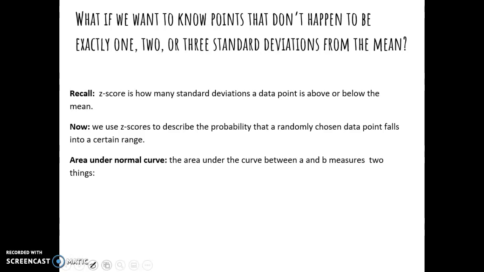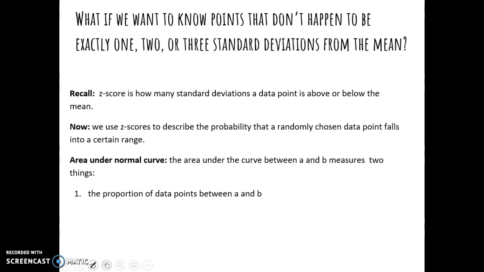You've seen the curve, we've looked at the curve. We're going to start talking about the area under the curve. It represents multiple things, 2 specific things that we're going to be focusing on. The first thing is the proportion of data points between A and B. This goes back to the empirical rule. 68% of the data falls within 1 standard deviation of the mean. 68%, that's a proportion, just in percentage form.